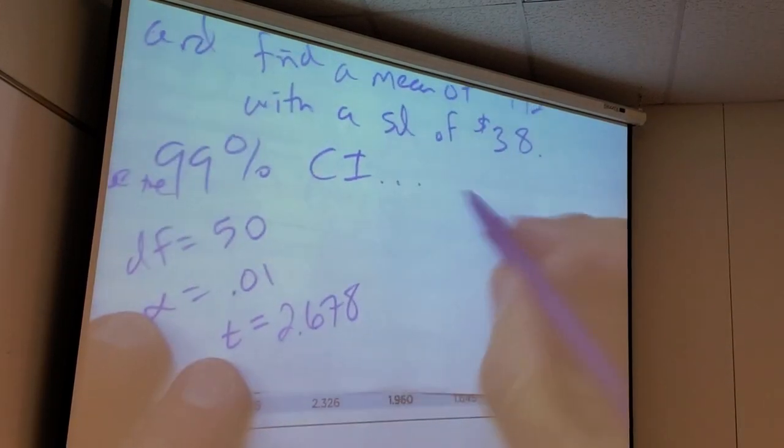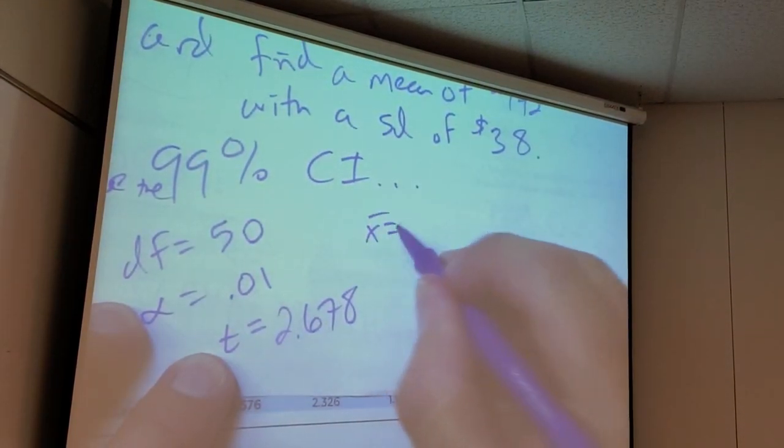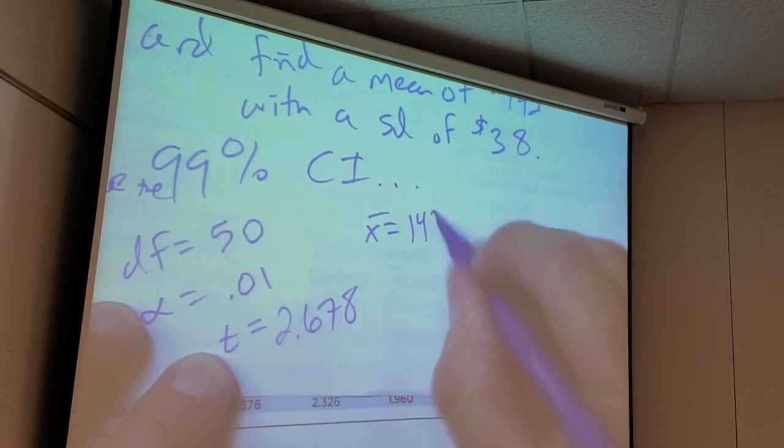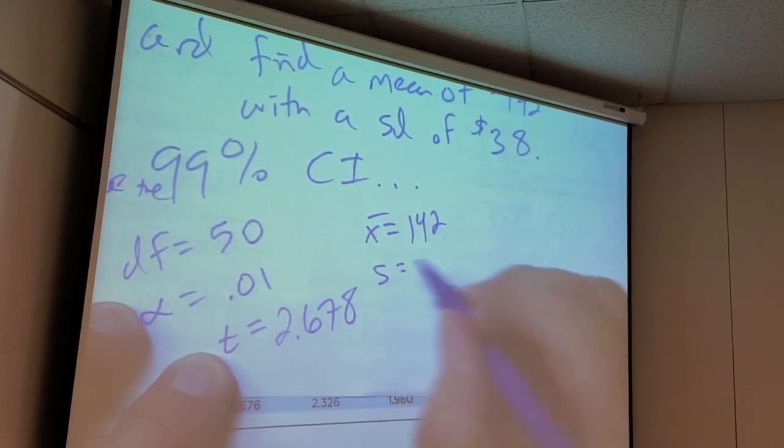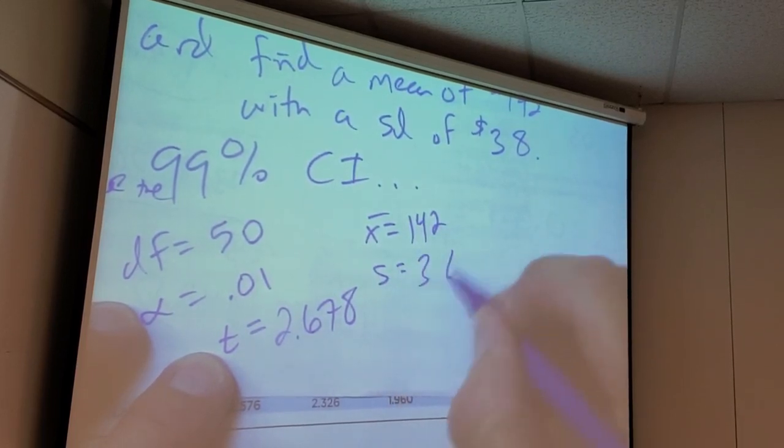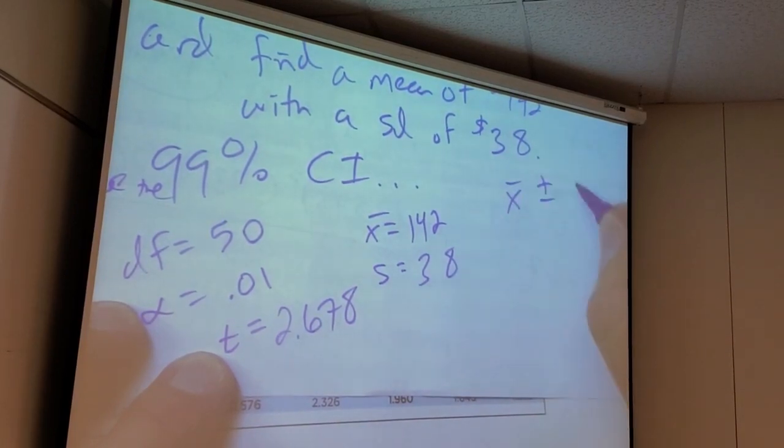So now we've got everything we need. What's X bar? 142. What is S? 38. So now I just have to plug and chug.